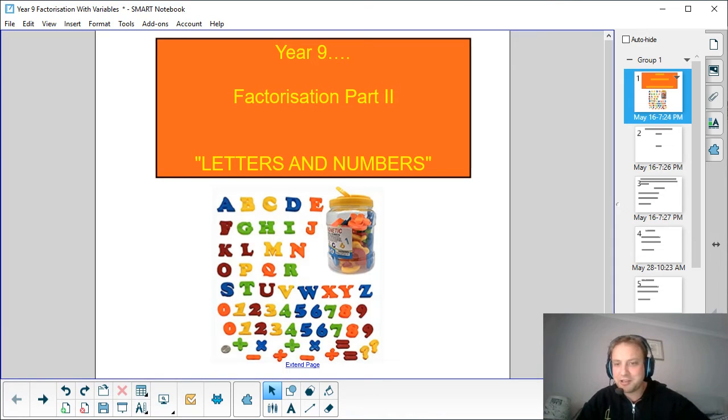All right, we're getting really, really close to the end of our algebra unit. Okay, we've got one more lesson on factorization for you guys. Previously, we factorized out numbers. Today, we're going to be factorizing numbers and variables. So we're going to be getting letters and numbers out of our work.